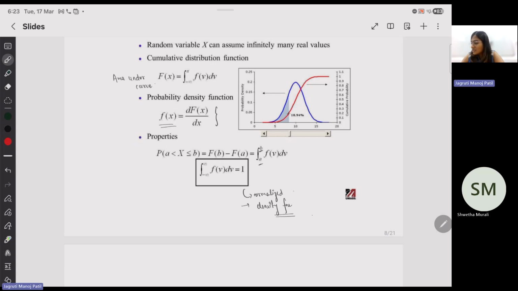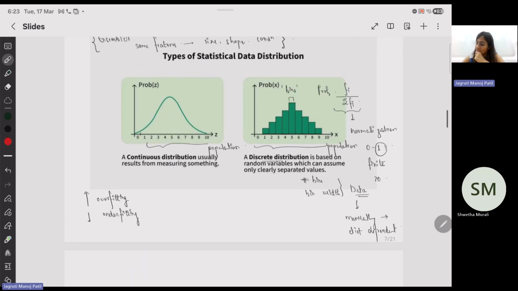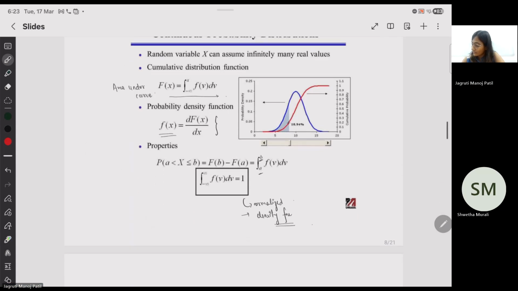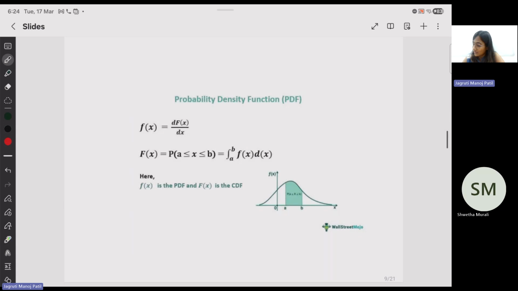What is a density function? The function that we just looked at is essentially mapping all the points as a function of the random variable against which we are plotting it. That's a continuous probability distribution. That's how you represent the PDF of it.